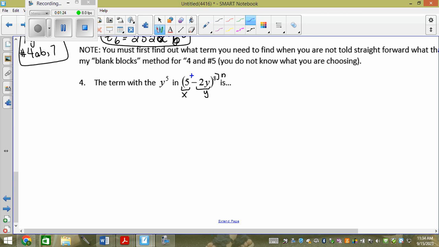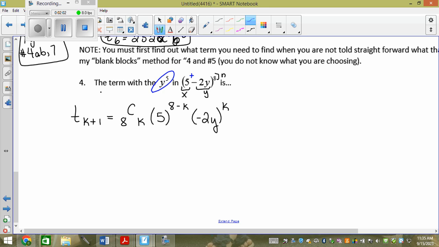So if we're stuck and we don't know one thing, we're going to fill everything else in and see if somehow we can figure out what k would be, given this piece of information where they said the term has to have a y^5. Hopefully that can help us out. So we're going to go t_(k+1) equals, and if you didn't want to, you could put a box in for k. Then we have 8Ck times x, which is 5, to the 8 minus k, and then negative 2y to the k.